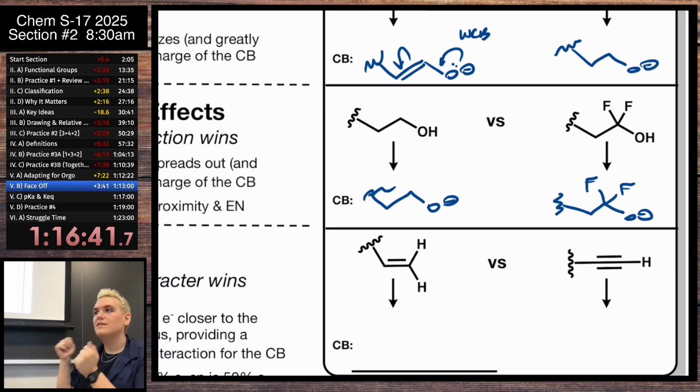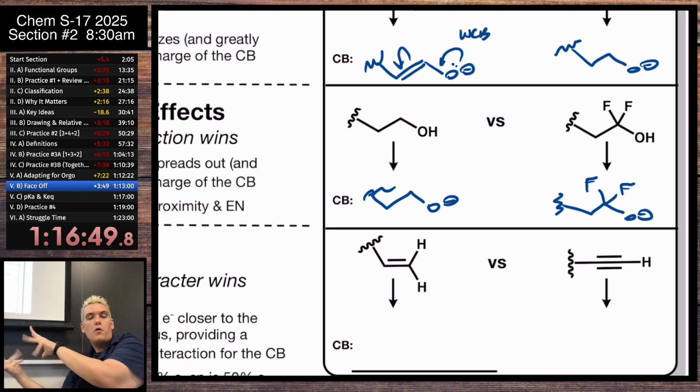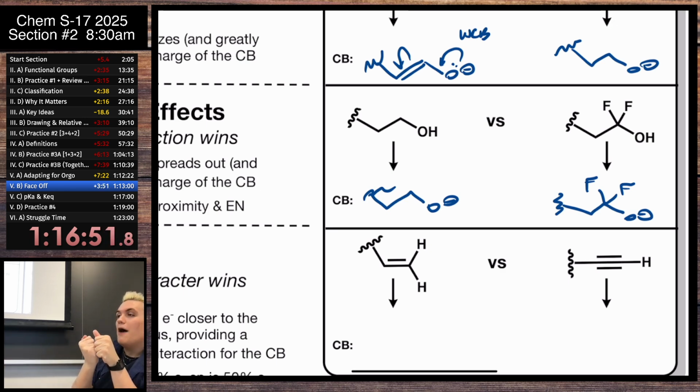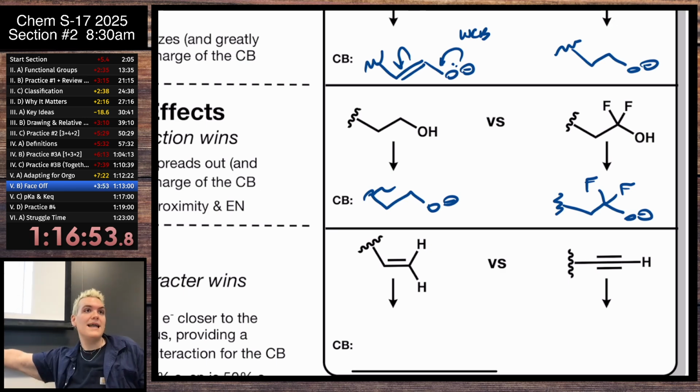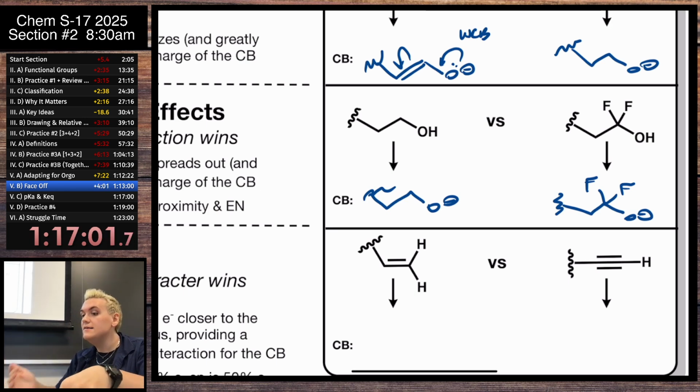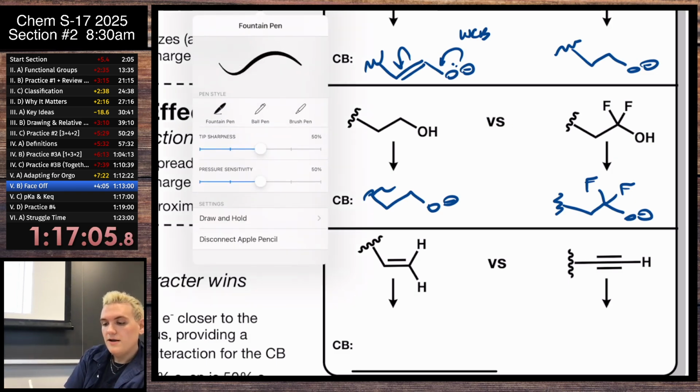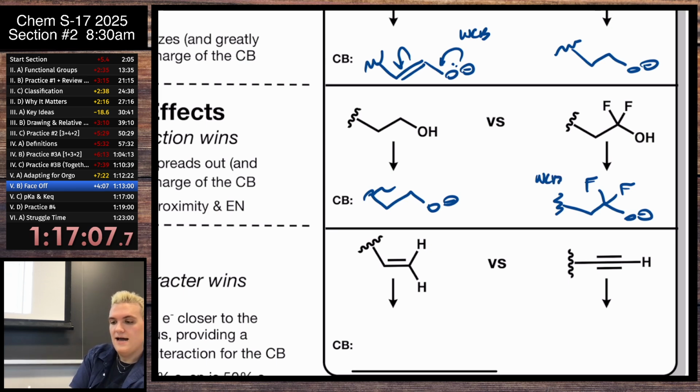Induction is when you have an electronegative element who's going to be like, I'm going to tug a little bit on the electrons. I'm going to pull them a little bit closer to me. And when you have electronegative elements pulling that electron density out a little bit, it does spread out the negative charge a little bit. It's not nearly as significant as resonance, where you're fully spreading out, but induction does help stabilize the negative charge by spreading it out. So we have our weaker conjugate base, and we have our stronger acid.